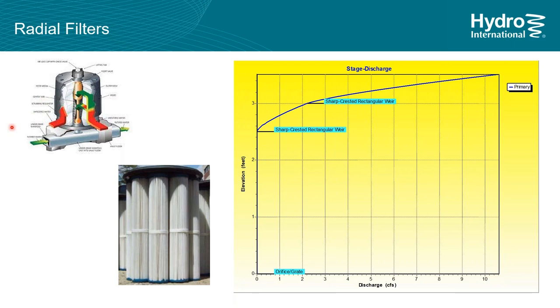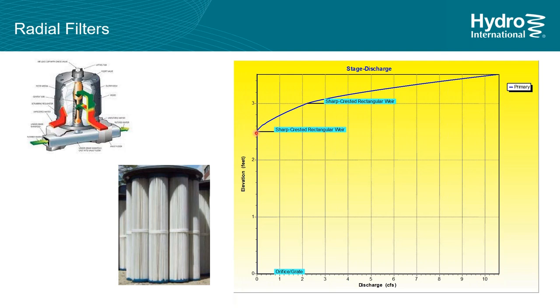They want to distribute the water over the entire surface area of the filter. And so to do that, they have a weir or an orifice, an elevated orifice like that, or a siphon that will raise the water level right at the beginning of the storm. I'm showing it here in this HydroCAD report, let's say in this case 2.5 feet, and it won't even start passing flow until it gets there.